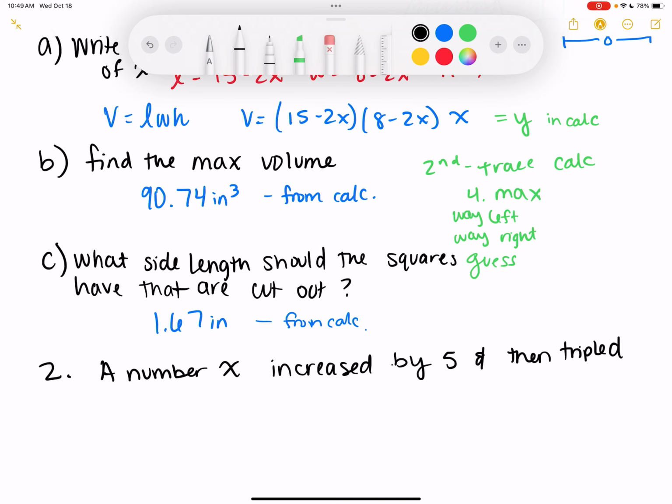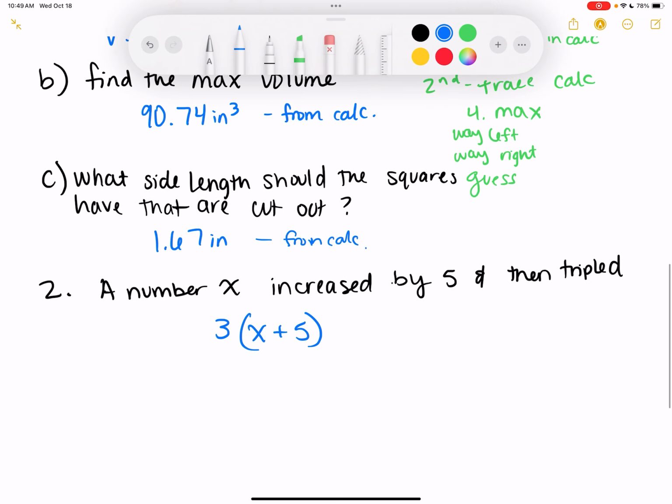Any ideas? 3x plus 5. Y equals. Nope. X plus 5 in parentheses with a 3. Yep, a number x increased by 5, and then it's tripled. So order matters. So x plus 5 times 3. If it said a number x tripled, then increased by 5, it would have been 3x plus 5. You see it now? Yeah. Okay.